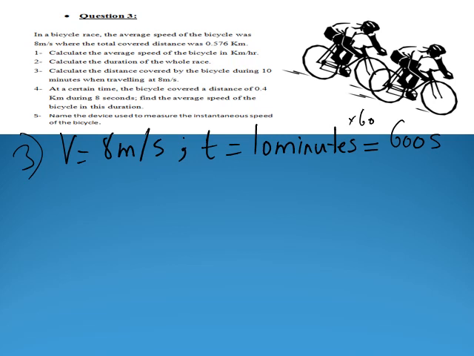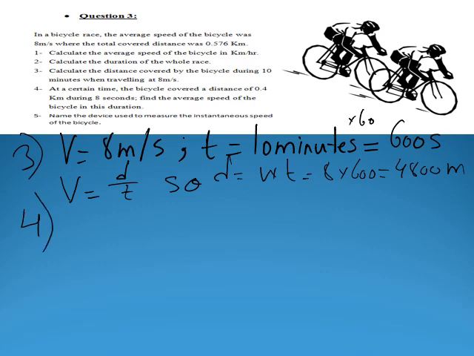So we have the general formula V equal to D over T. So we have to calculate what? We have to calculate D. It's equal to V times T. It's equal to 8 times 600. So it's equal to 4,800 meter.